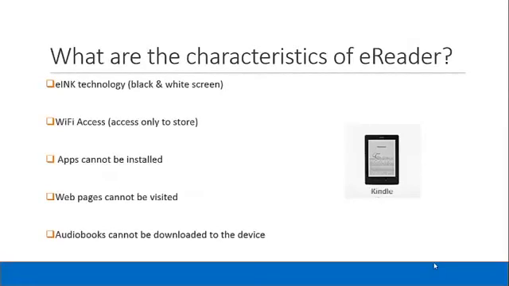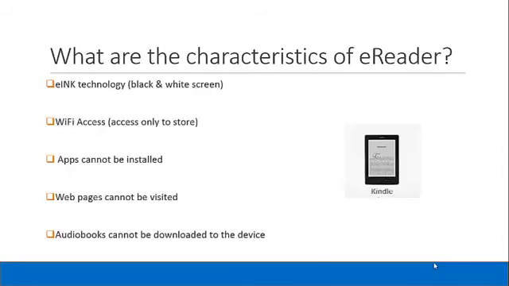So what are the characteristics of an e-reader? First and foremost, they have e-ink technology. That means when you look at the device, the screen is black and white only. This is one of the main ways you're able to tell whether you have a basic e-reader or a tablet device. E-ink technology makes the screen look just like paper, so it's like you're reading directly from a book.